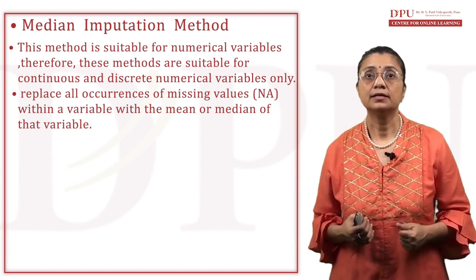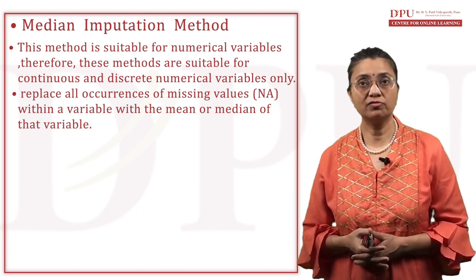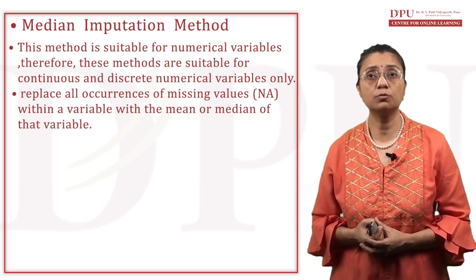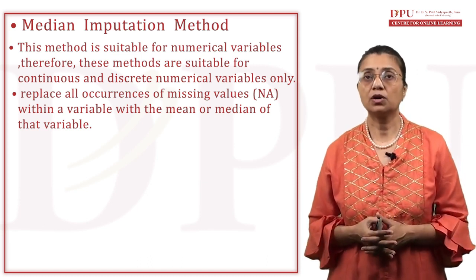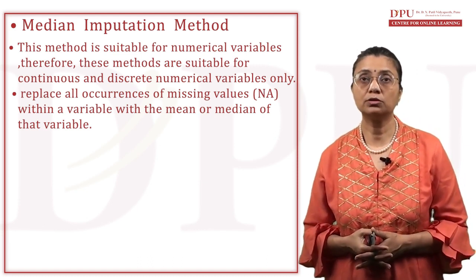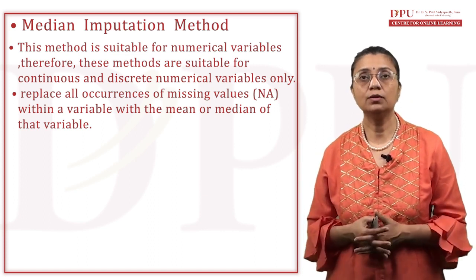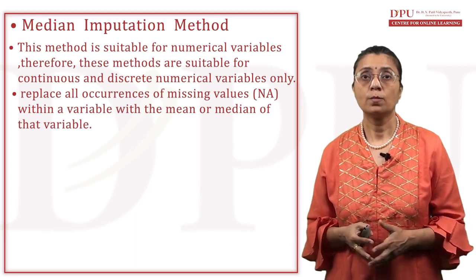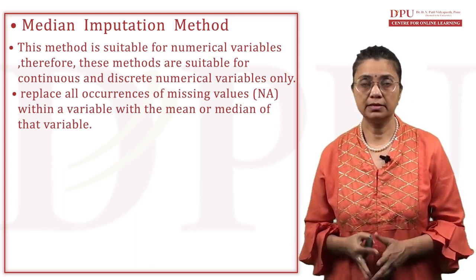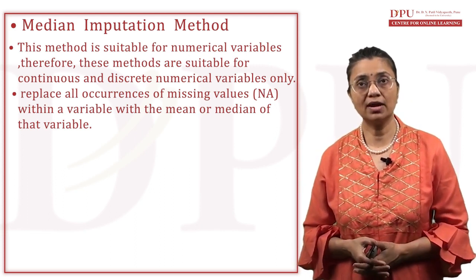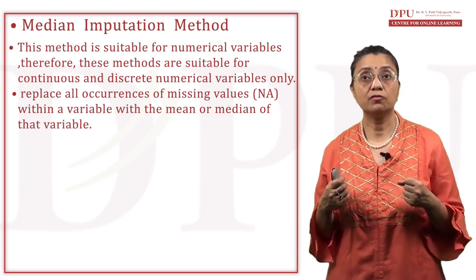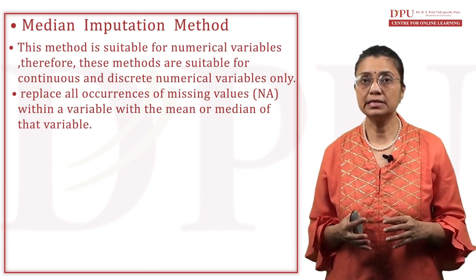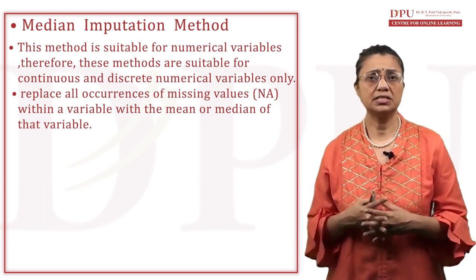So basically, this method is suitable for numeric variables. Therefore, these methods are suitable for continuous and discrete numerical variables only, because there we are trying to find out the median or the mean value and putting this value into the blank records. So this method will basically replace all occurrences of missing values in a variable with the mean or median of that variable. So basically how we go about it is very simple.